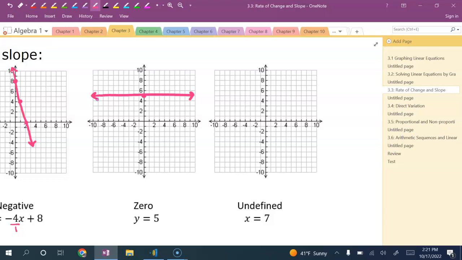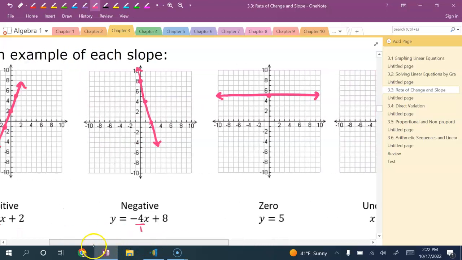Now, undefined would be when you have an x value. So this one says x equals 7. So on the x-axis, you go over to 7. And if you draw your line through that point, that one's going to be straight up and down. So all lines that say y equals a number are going to be zero slope because they're going to be flat lines. And all equations that say x equals a number are going to be considered undefined because you can't find the rise over the run between those points on those types of lines.